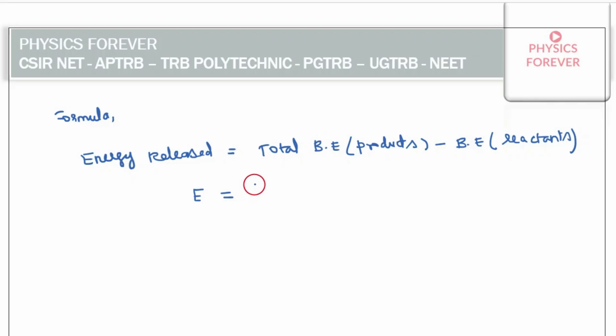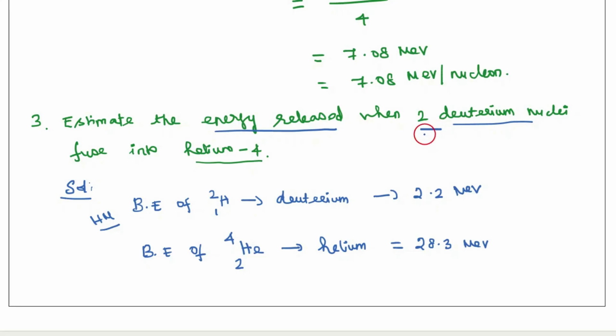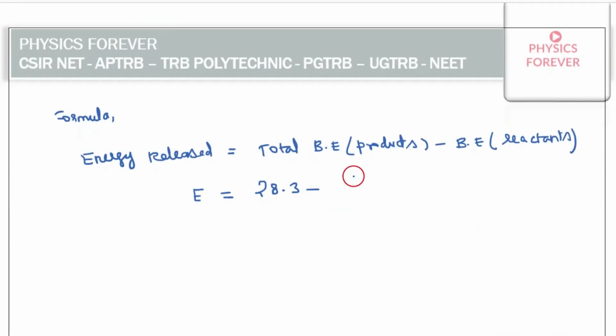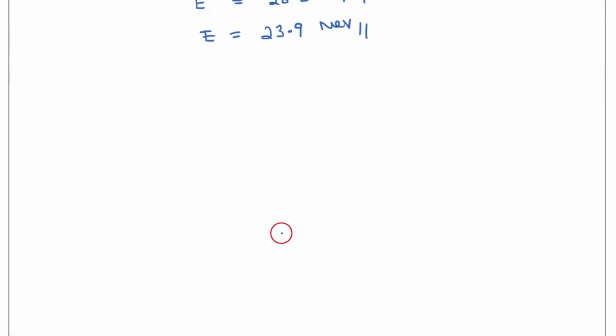ஓகே அப்போ then total binding energy for product என்றது helium. அப்போ ஹீலியத்தோட binding energy 28.3 minus reactant என்றது deuterium. அப்போ then deuteriumல 2 ன்னு கேட்டிருக்காங்க ஓகே அப்போ we have to multiply binding energy with 2. அப்போ then 2 into what is the binding energy of deuterium then 2.2. So substitute பண்ணா we have to get then 28.3 minus 4.4 then is equal to then 23.9 mega electron volt. So this is the most important. Okay. So next one homework.